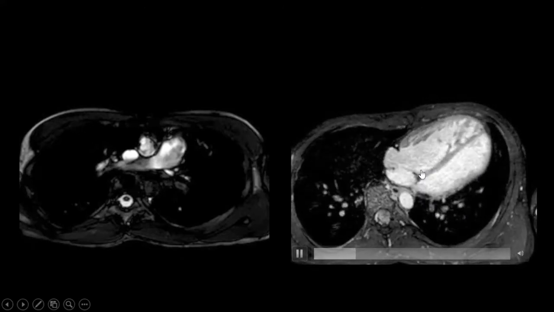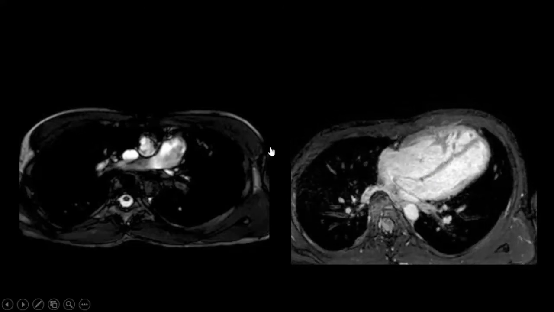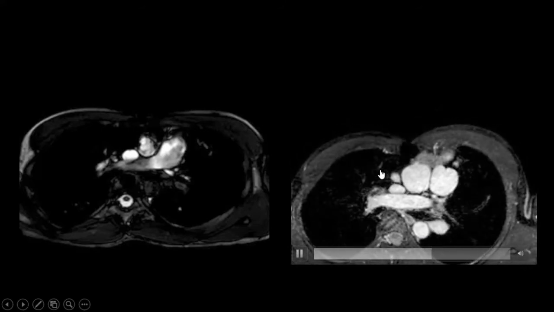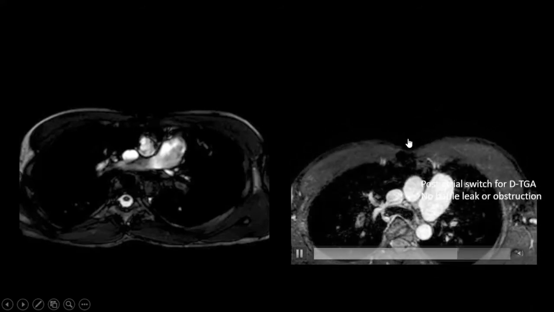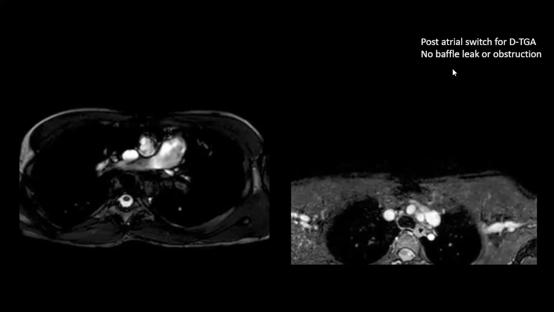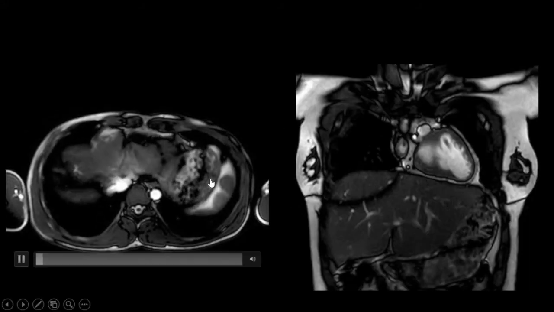This is a post-contrast 3D Dixon image where we can see that the baffles do not show any leak or any obstruction, and they are completely patent. So this is the case of post-atrial switch for TGA with no baffle leak or obstruction.